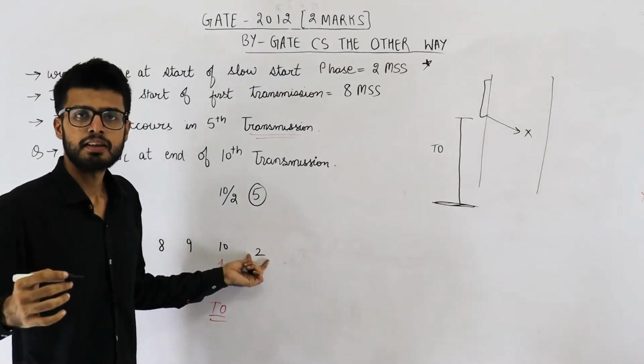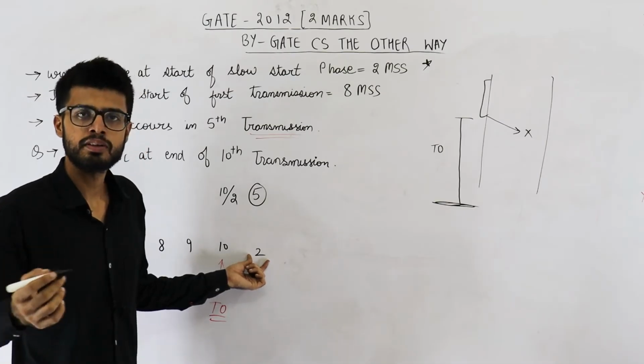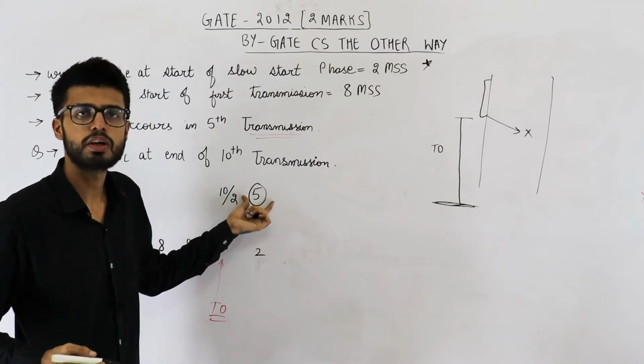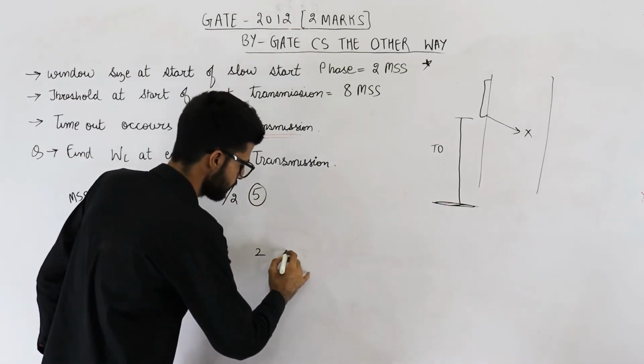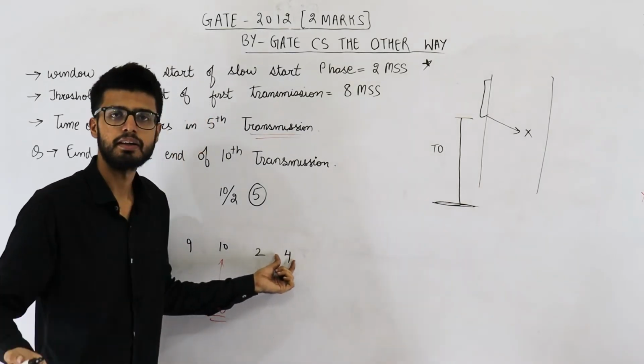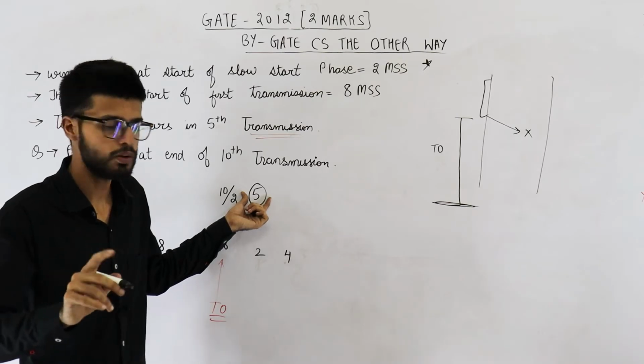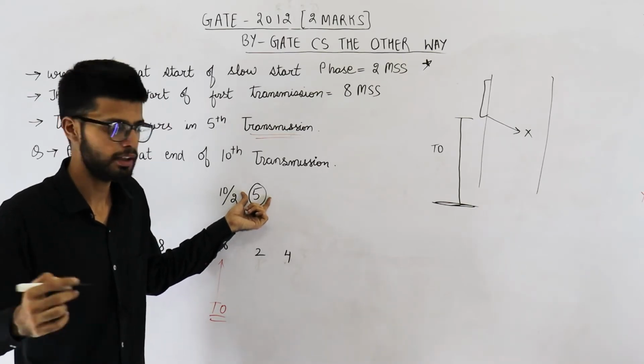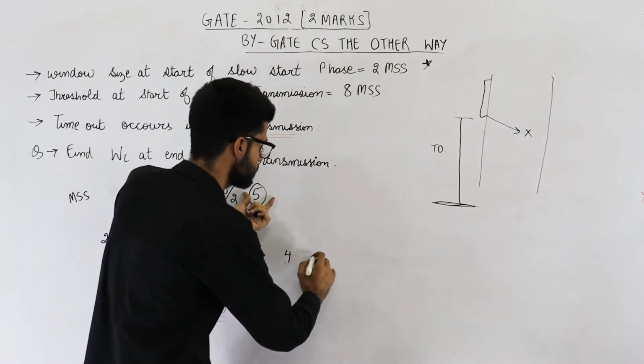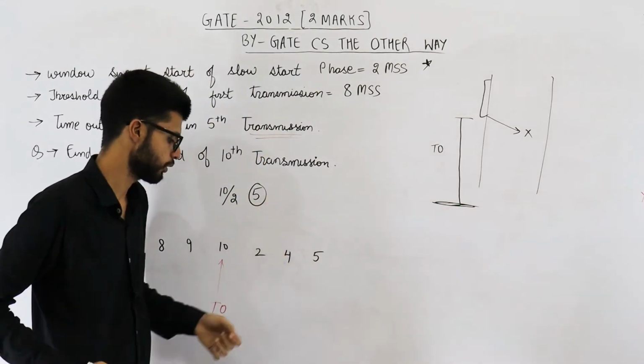Slow start says keep on doubling the size until you reach the threshold. Now this is the new threshold. So just double it: 4, then double it: 8. Now 8 goes beyond this threshold. That means you are not going to take window size as 8. You are just going to take window size as the threshold. So this is the window size.